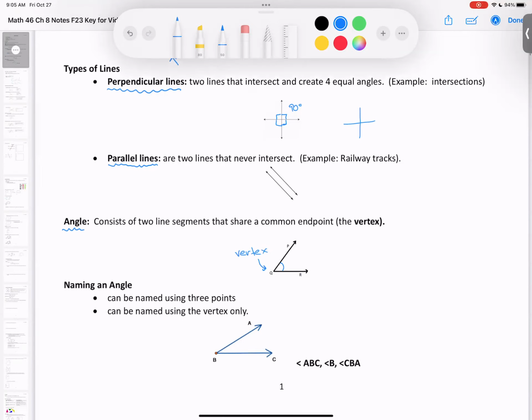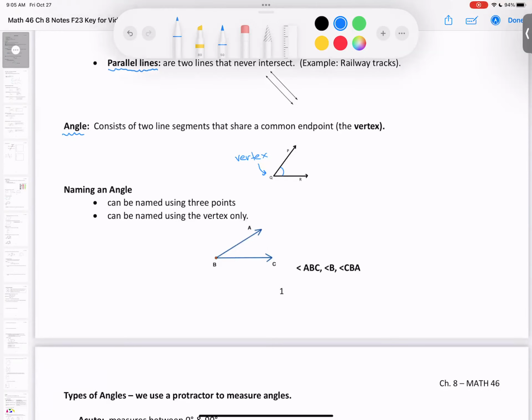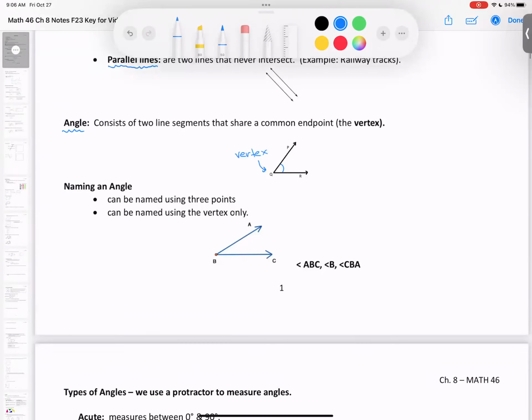If we want to name an angle, there's actually a few ways we can do it. So take a look at this angle here. We've got ABC. So we could call this angle ABC. We could also just call it angle B, so just from the vertex, or we could call it angle CBA. All of those would be ways to name this angle enclosed by these two rays.